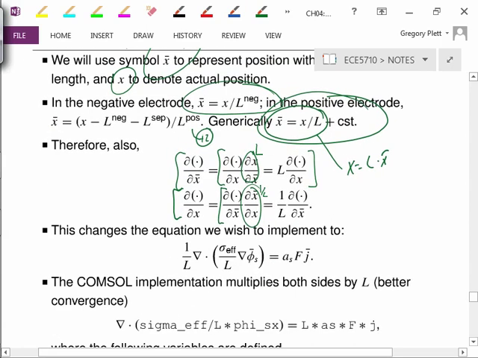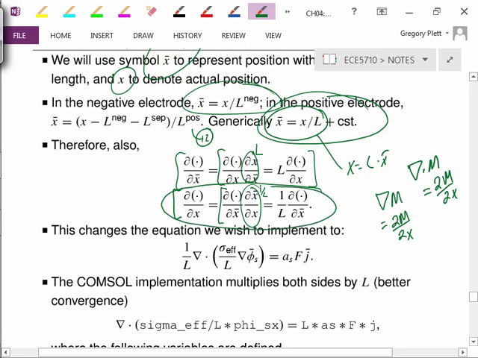So if I'm using this normalized coordinate system, we recognize that the gradient of some function in 1D is equal to the partial of m with respect to x. And if I'm doing a 1D thing, the divergence of m is also equal to the partial of m with respect to x. That's what I start with, but if I want to use our normalized system, everywhere I've got a partial with respect to x, I replace it by 1 over L times partial with respect to x bar.